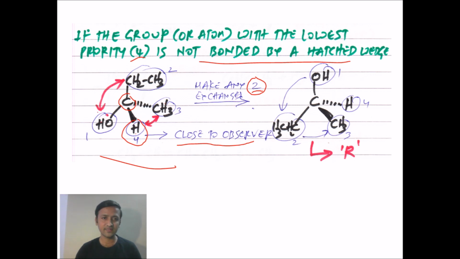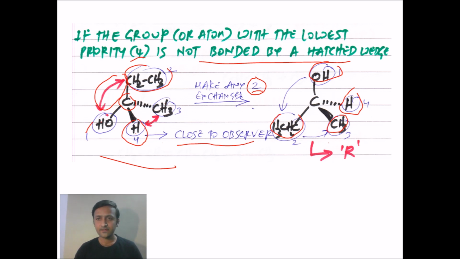So I took exchanges between 1 and 2 first. You can see this arrow, right? Exchange between 1 and 2. You can see the position, right? In the place of ethyl we got hydroxy, and in the place of hydroxy we got ethyl. That's one exchange I had done. The second exchange is H and methyl. You can see here, these two got exchanged, right? Now remember I made two exchanges, so it won't change the configuration.